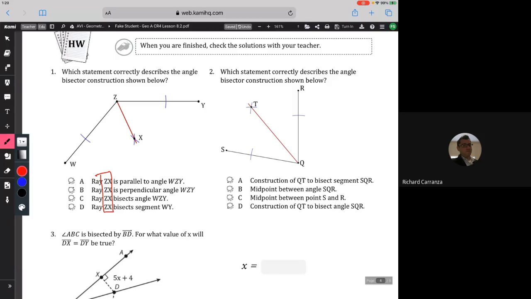Parallel, do we have any parallel lines in here, right? It doesn't make any sense. We don't have any parallel lines here. Parallel lines are two lines that never meet, right? We didn't construct any of that. Do you see any perpendicular? Do you see any right angles on this one? No.